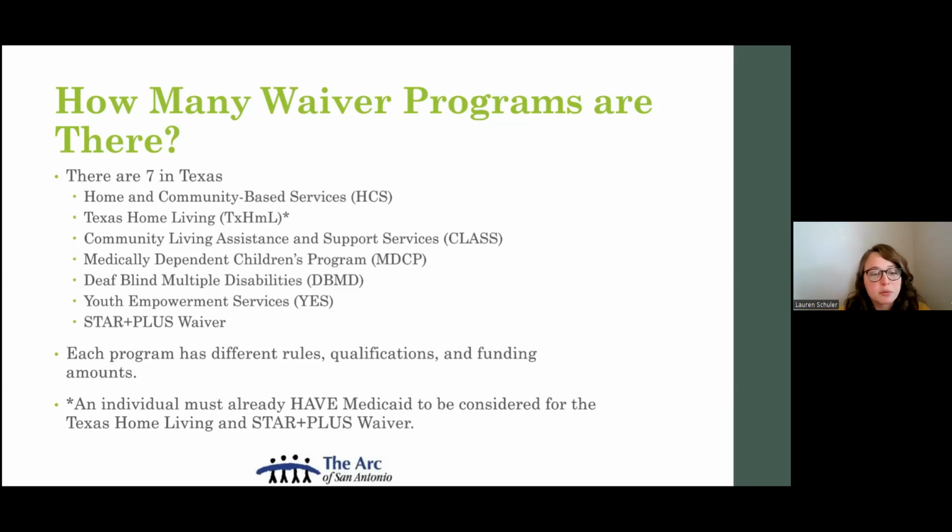Again, each of these 7 programs has different rules, qualifications, funding amounts, parameters, services included, and I'm going to break those down here in just a minute. And the one that has a star next to it is that an individual must already have Medicaid to be considered for the Texas Home Living and STAR Plus waiver. Those are the only 2 that the Medicaid eligibility is a requirement prior.